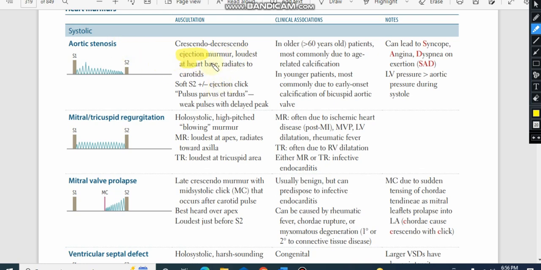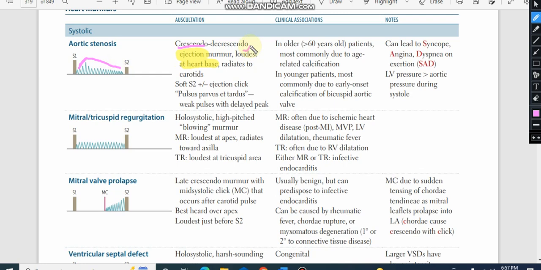We know that it is loudest at the base of the heart because it is the aortic valve pathology, aortic stenosis. It is crescendo decrescendo. What is the meaning of a crescendo decrescendo murmur in case of any murmur? It means that it increases, that is crescendo, then it decreases, that is decrescendo. So we know that it is crescendo decrescendo.